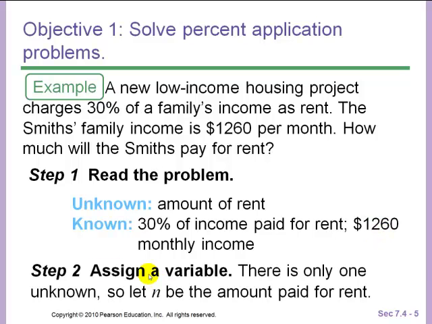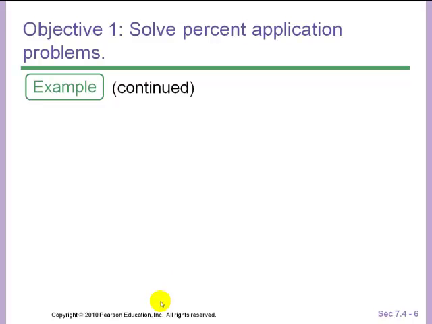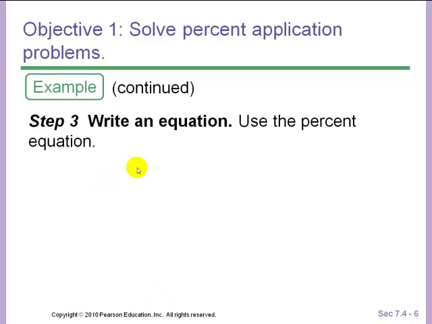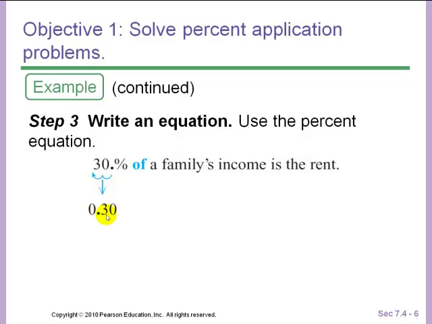Assign a variable for your unknown. You will only ever have one unknown for these. In this case, the unknown is the amount paid for rent, so we'll let that be n. Now we will create an equation. Sometimes it can be helpful to write a sentence to lead to your equation. So for example, I'm going to recap and say 30% of a family's income is the rent. So 30%, in an equation we must use the decimal or the fraction, so we'll use 0.30. Of is multiplication. A family's income, which we were given, 1,260, is the rent which we're trying to find, n.